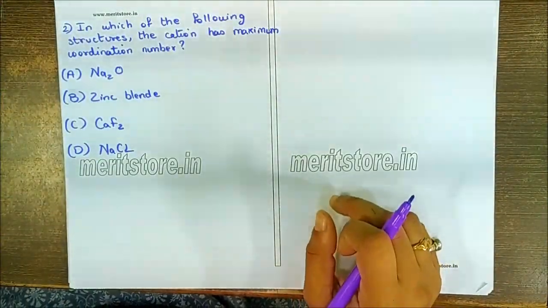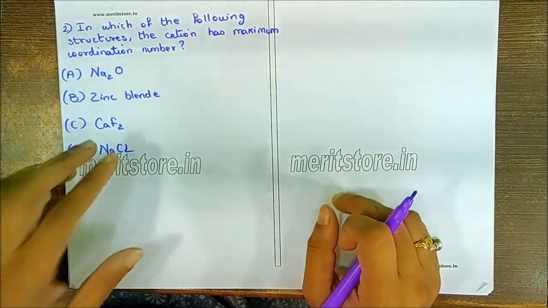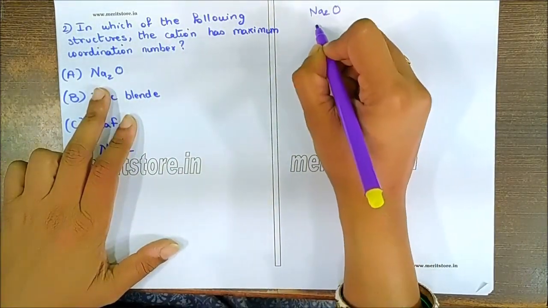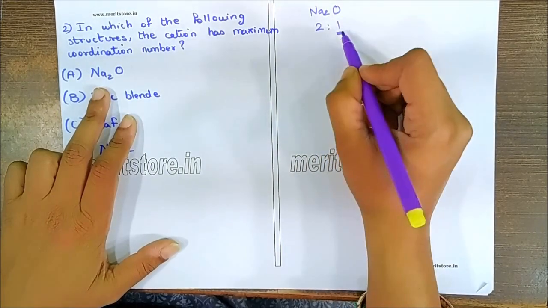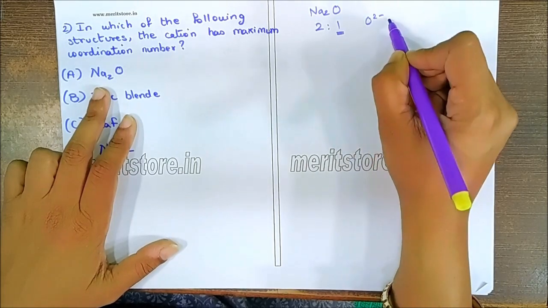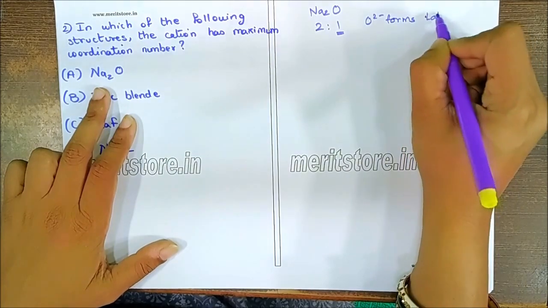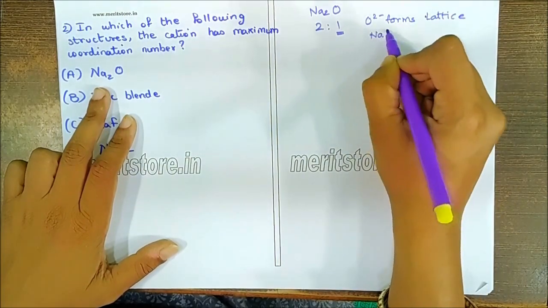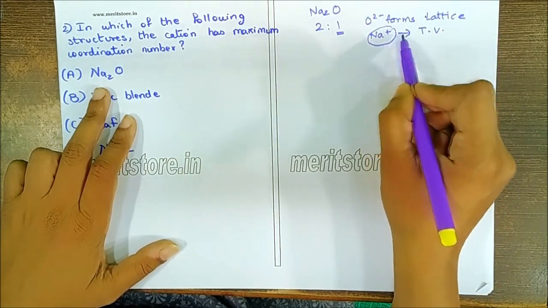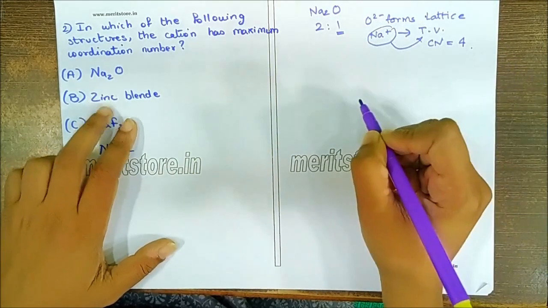Question number 2 is, in which of the following structures does the cation have the maximum coordination number? Let us talk about the first option, Na2O. In Na2O the ratio is 2:1. So it is expected that the oxide ions, that is O2 minus, form the lattice, and Na plus will occupy the tetrahedral voids. Since Na plus goes in the tetrahedral void, the Na plus has coordination number equal to 4.